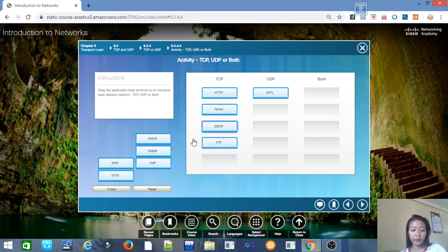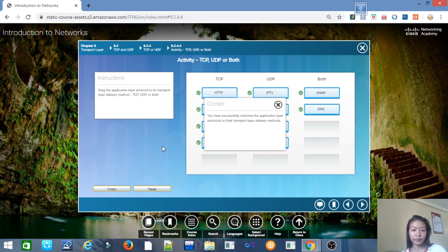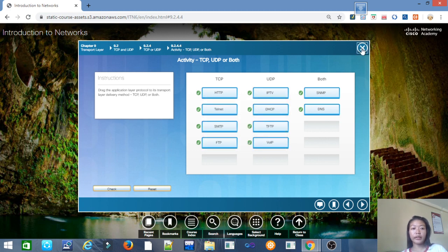The next on UDP, we must include IPTV, DHCP, TFTP, then both SNMP and DNS. Now we're done answering the activities in Chapter 9.